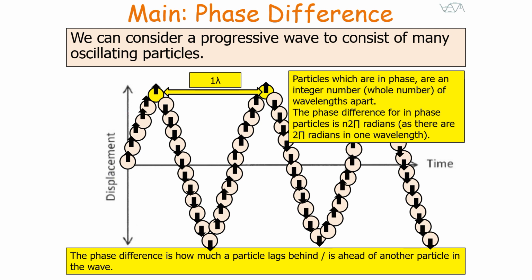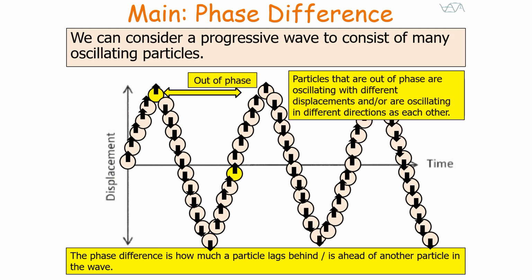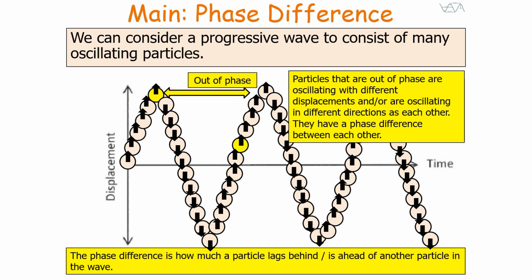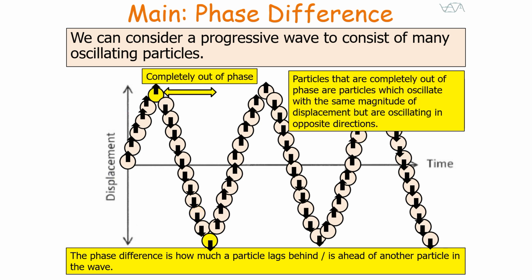Now, particles that are out of phase are oscillating with different displacements, or are oscillating in different directions from each other. So they will have a phase difference with each other. That's an important idea to work out. All these examples are particles which are out of phase with each other. Particles that are completely out of phase are particles which oscillate with the same magnitude of displacement but in opposite directions. We can also call this antiphase.